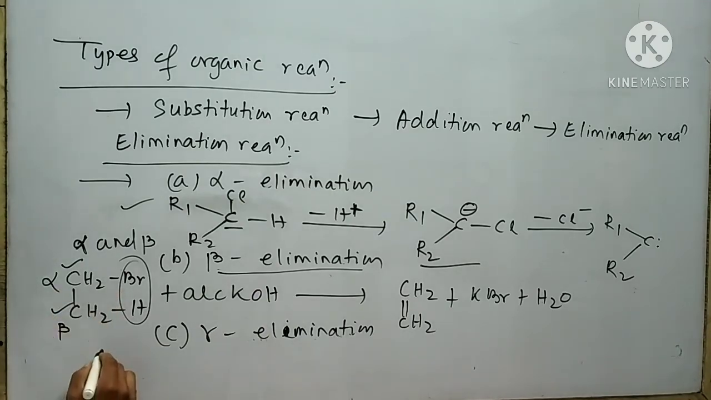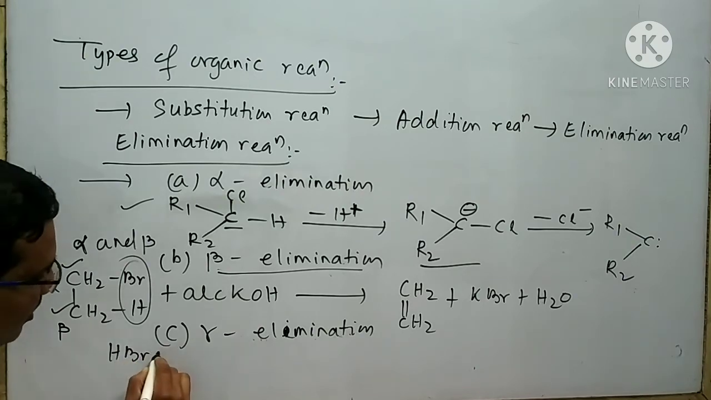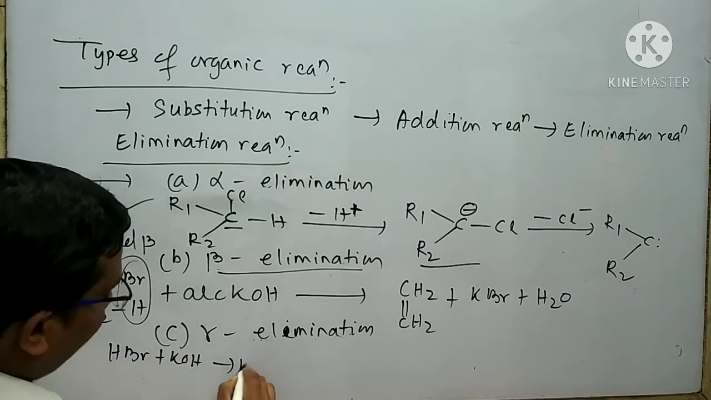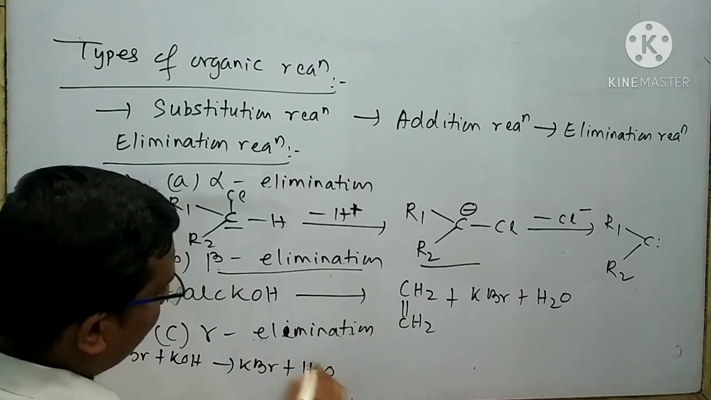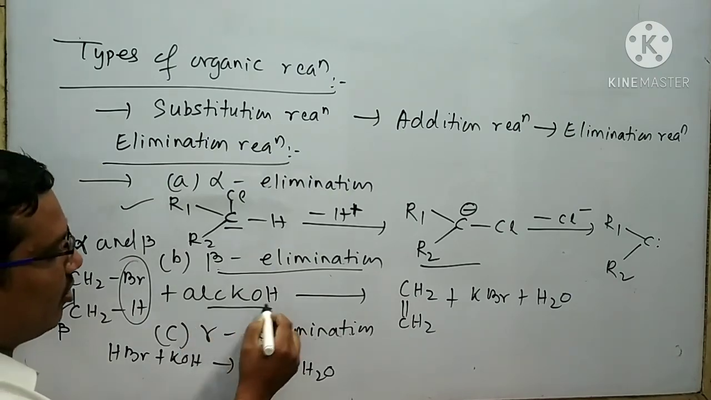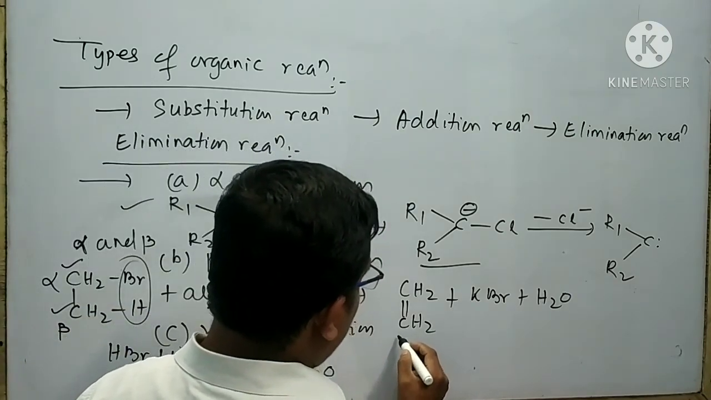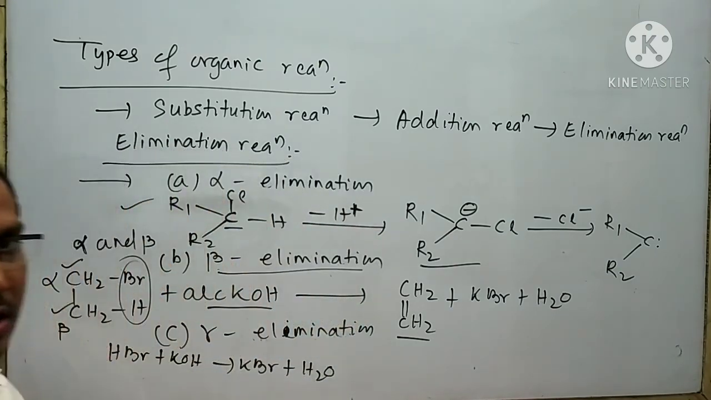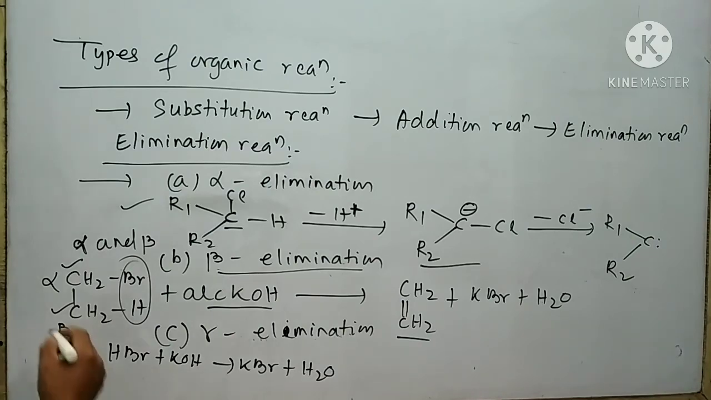And this HBr reacts with the KOH, gives the KBr and water. Finally, when ethyl bromide is subjected to reaction with the alcoholic base, then ethene, KBr and water are formed. In this reaction, two atoms, one is bromine, another is hydrogen, removed from the alpha and beta carbon respectively. So this type of reaction is said to be beta elimination reaction.